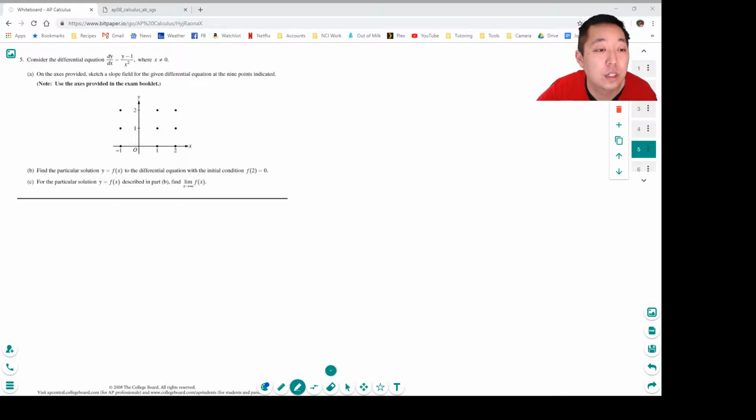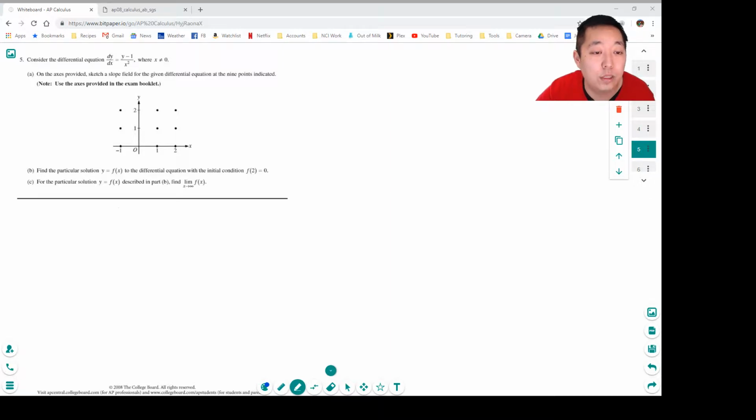Response Questions. So let's take a look at this. Consider the differential equation this. On the axis, sketch a slope field for the given differential equation at the 9 points indicated. So I basically plug in the x and y values into here, and I get the slope. So let's do a sample one.